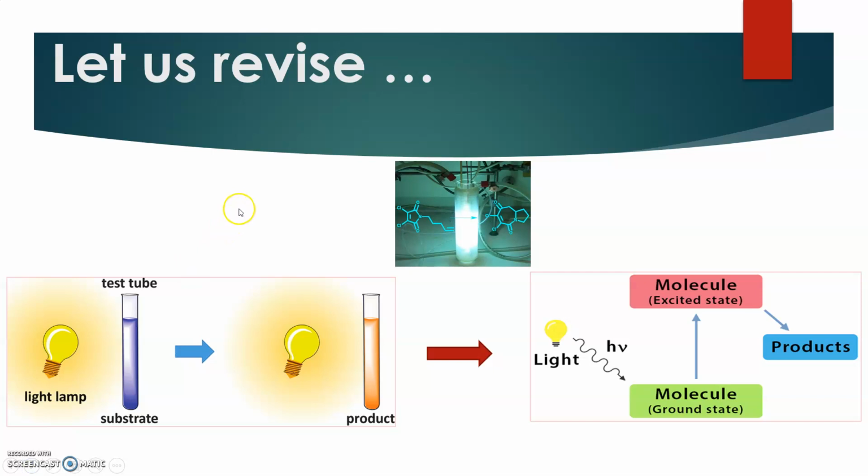In the last two lectures we have seen what photochemistry is and how presence of light is a prerequisite for the photochemical reaction to take place. Light of a particular frequency, say nu, and energy h nu, can excite a molecule in the ground state to its excited state so that it can finally form the products.